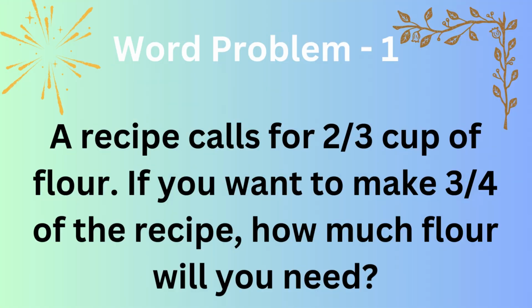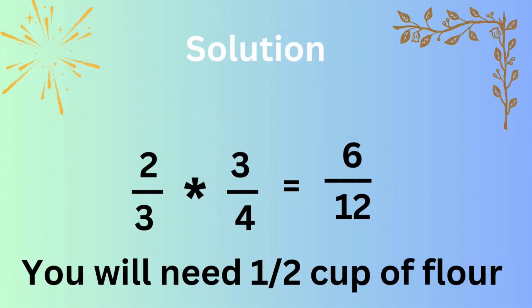Let's apply our newfound knowledge to a real-world scenario. Our recipe calls for 2/3 cup of flour. If you want to make 3/4 of the recipe, how much flour will you need? First, you multiply. 2/3 times 3/4 is 6/12. Then you simplify. 6/12 equals 1/2. You will need 1/2 cup of flour.